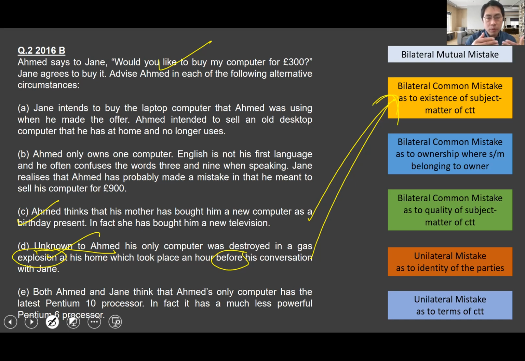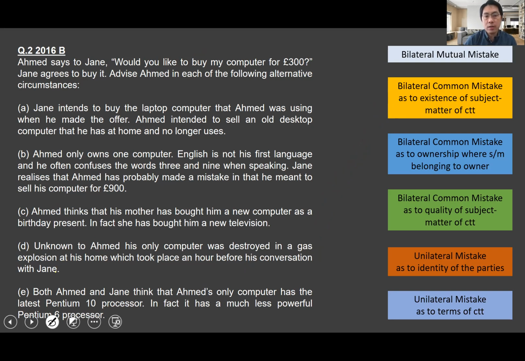So you do realize that part C and part D are different. No doubt, for both part C and part D, in both cases, the computer did not exist at the time of sale. But the difference is that in part C, the computer had never existed at all. For part D, the computer existed but was subsequently destroyed. And so in your answer, you will be discussing different principles, different arguments, but both within bilateral common mistake as to existence of subject matter of the contract. The last one.